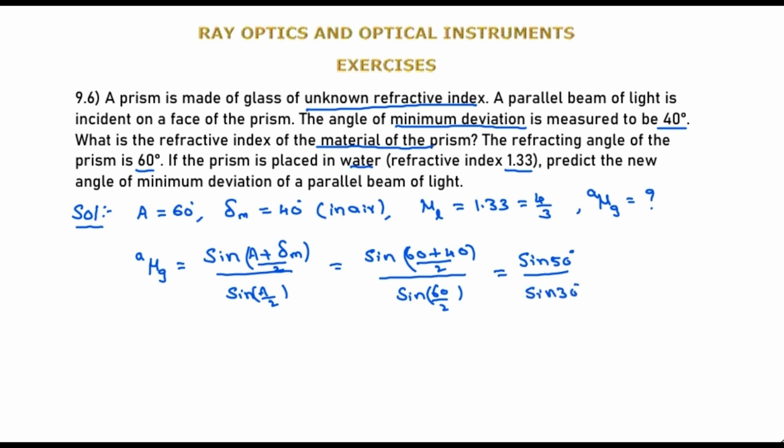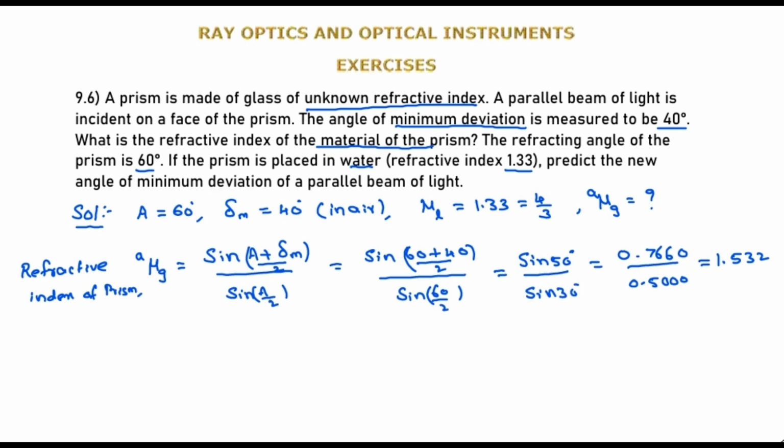We are aware of sine 30, but we don't know sine 50. We can take the help of natural sine. From that we can get sine 50 is 0.7660, divided by 0.5. So after simplification we will get 1.532. So that is the refractive index of the glass prism.